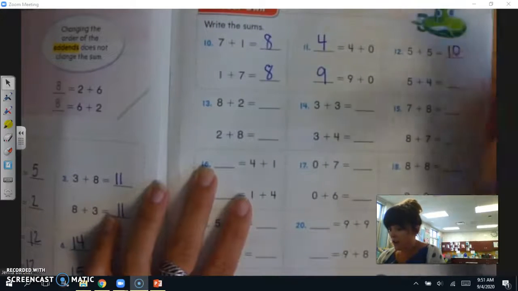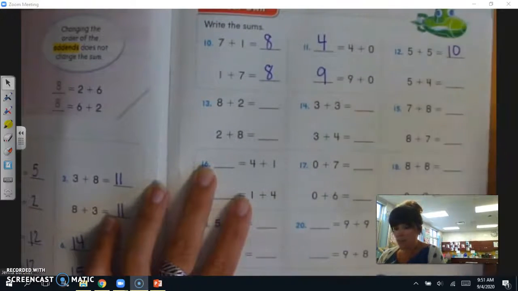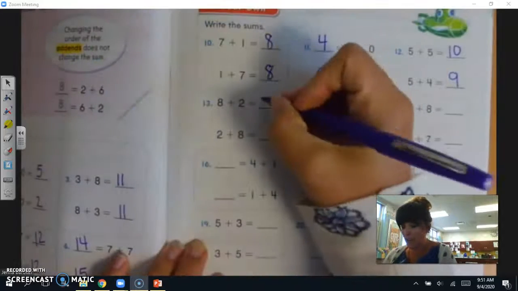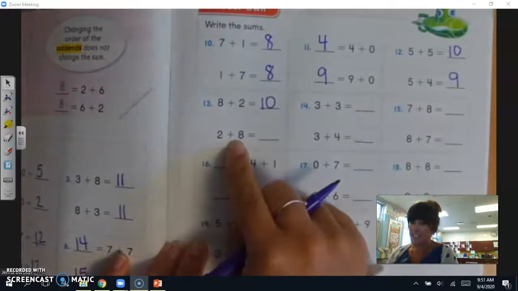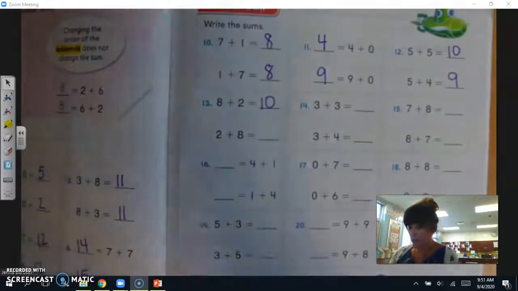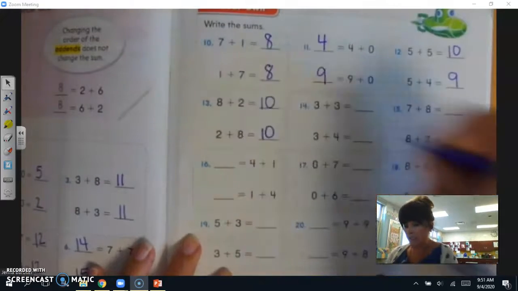5 plus 5, it's a double. It equals 10. 5 plus 4, it's one less. I'm just going to take one away to get my answer to be 9. 8 plus 2 equals 10, which means 2 plus 8, it's the same two add-ins. It doesn't matter what order, so that 2 plus 8 also equals 10.